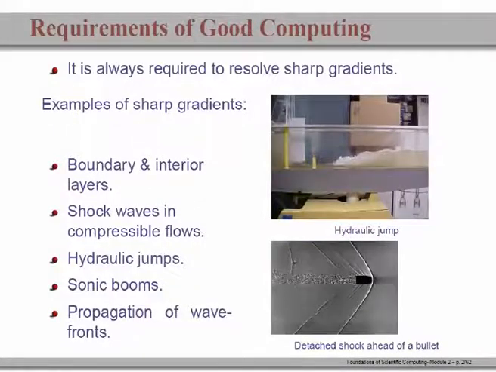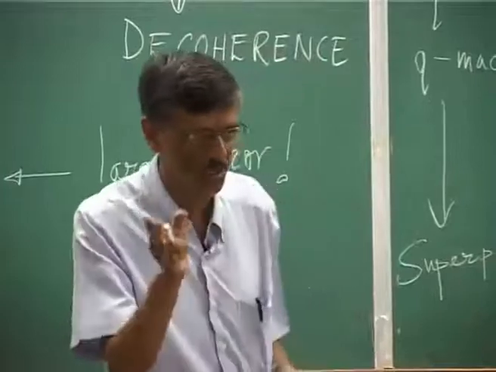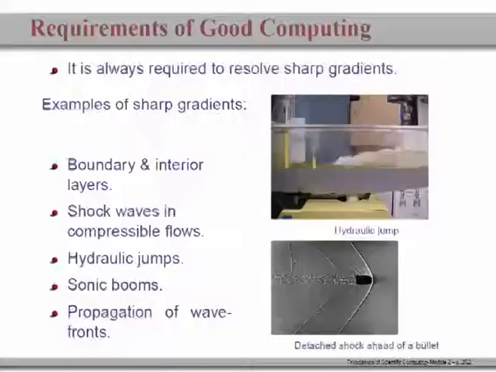And then in all disciplines of physics and engineering, wherever you see waves, you have the wave fronts propagating, and these wave fronts also represent some kind of a discontinuity. That is the borderline between the signal and no signal.